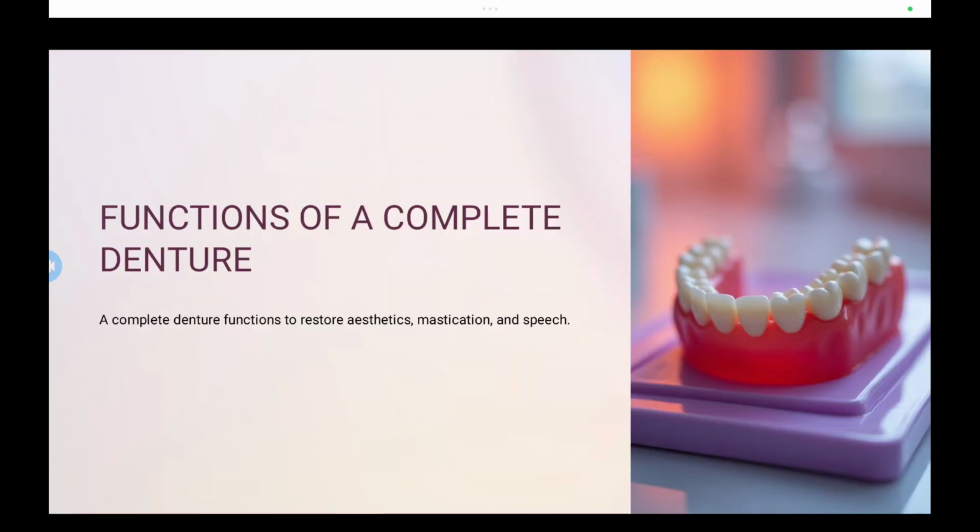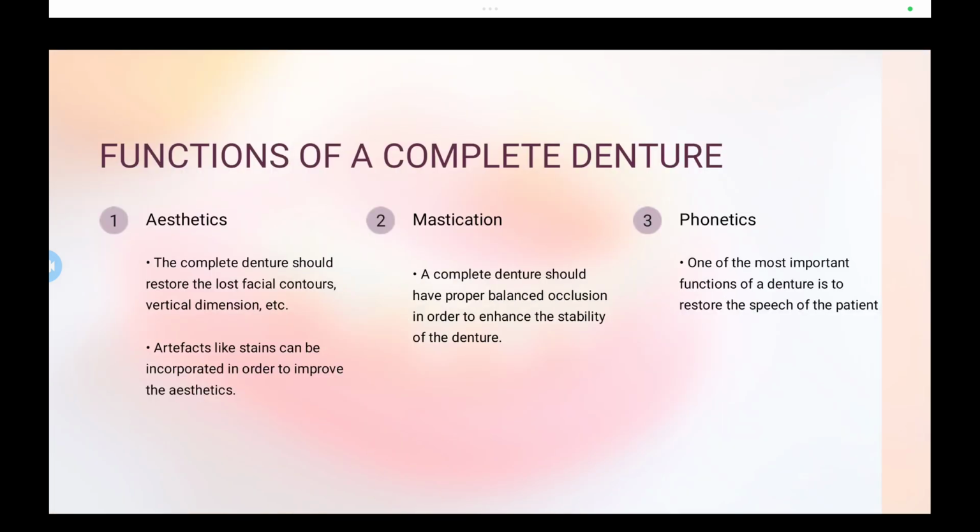Now, functions of a complete denture. Complete denture functions to restore aesthetics, mastication and speech. Aesthetics: the complete denture should restore the lost facial contours and vertical dimension. Second, artifacts like stains can be incorporated in order to improve the aesthetics.